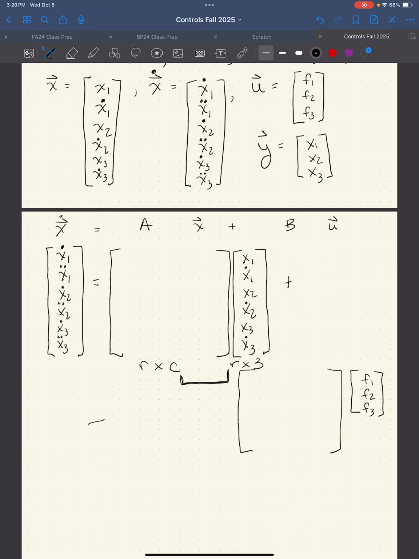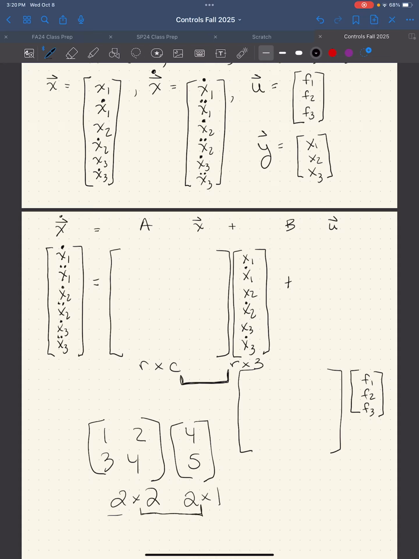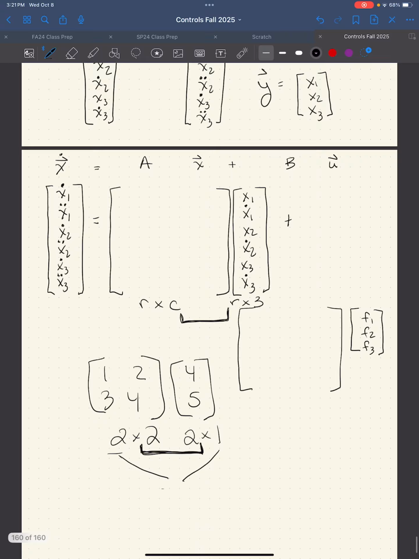Okay, so for instance, if I have 1, 2, 3, 4, and I have 4 and 5, I have a 2 by 2 multiplied, so this is 2 rows by 2 columns, multiplied by 2 rows by 1 column. The inner dimensions are the same, so that means this is okay to be multiplied together. And the outer dimensions tell us the shape of the resulting matrix, which will be a 2 by 1. So I'll have 2 rows, 1 column. Okay, so this should result in this shape.